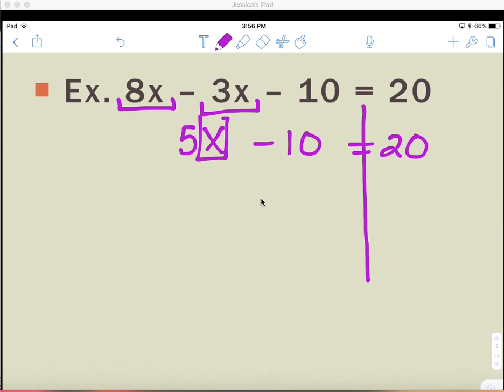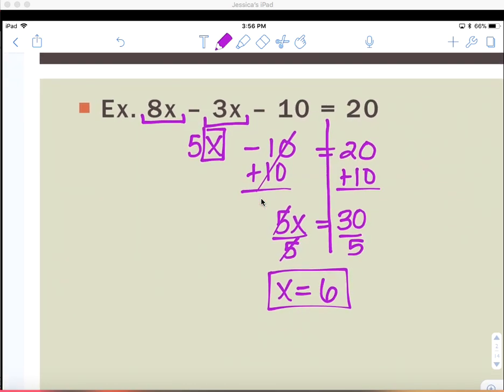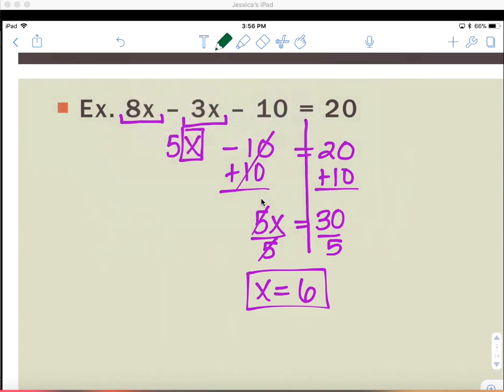We are trying to get x by itself, so your first step is to move whatever's being added or subtracted. The opposite of subtracting 10 is to add 10 to both sides. When you do that, you're left with 5x equals 30. From here, we need to get rid of the 5. So the opposite of multiplying by 5 is to divide by 5. That cancels the 5 on the left, and our final answer is 30 divided by 5, which is 6. This can be checked by plugging it back in.